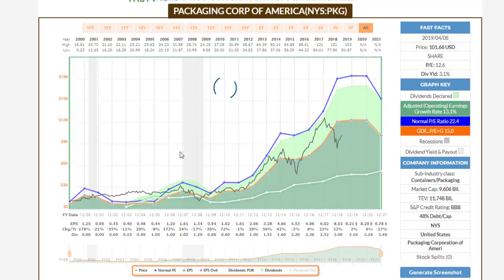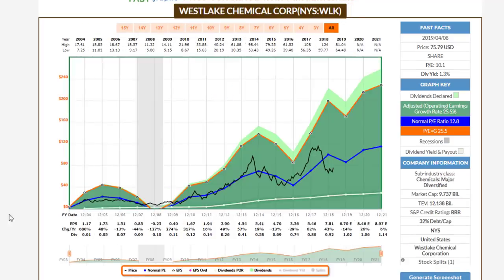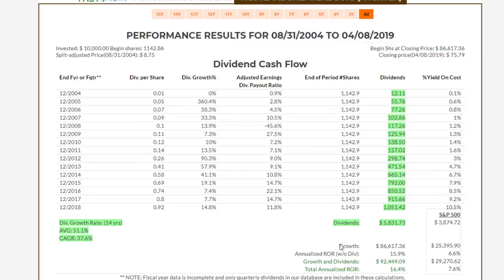Now we're going to move on, and we're going to go to Westlake Chemical Company. This is a major diversified chemical manufacturer, very cyclical. If I look at long-term performance, it's outperformed the market on dividends, dramatically outperformed it on growth and total return.